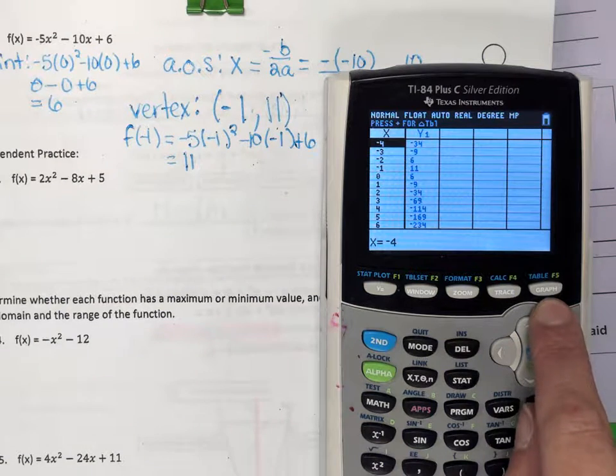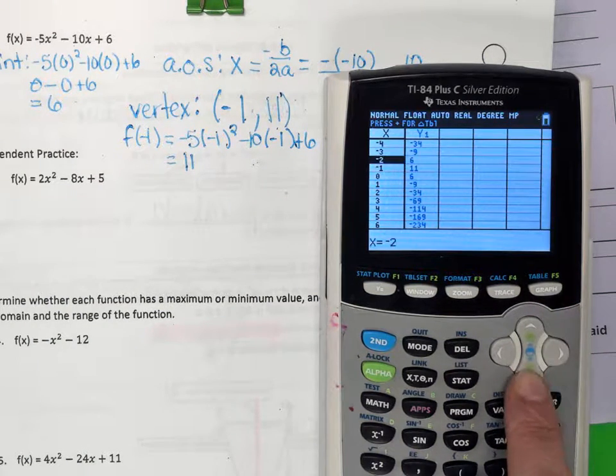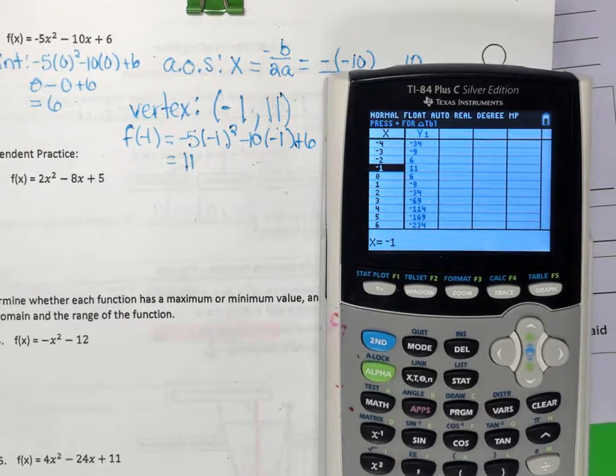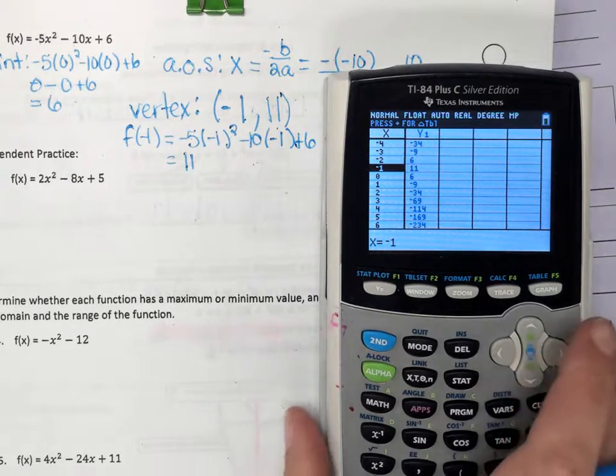What am I looking for first? The vertex, which is -1 and 11. So I'm going to find that first. Now this is quite a large graph, so you need to make your graph pretty large.